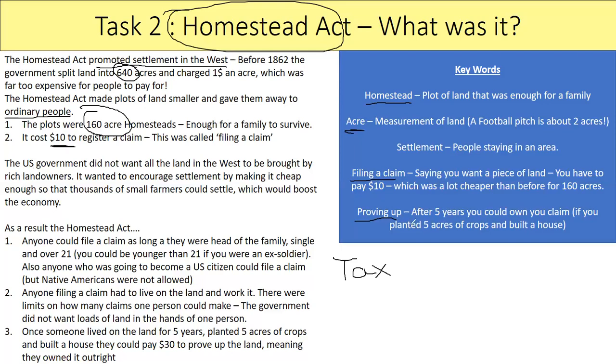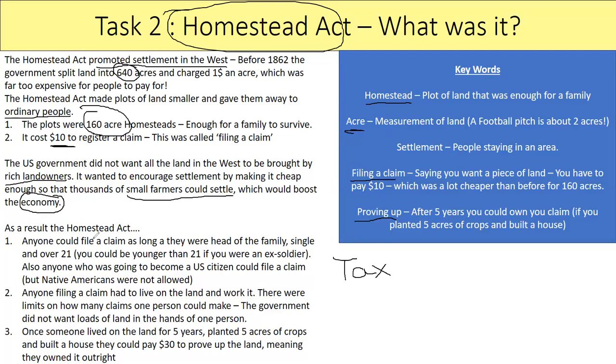Now, what the government didn't want was all the land in the West to be bought by rich landowners. They didn't want that. They wanted it to be split between people. They wanted to encourage settlement by making it cheap enough so that thousands of small farmers could settle, which would boost the economy, which is something that needed boosting, especially as during this time there was a civil war going on.